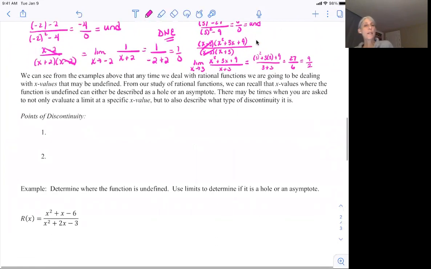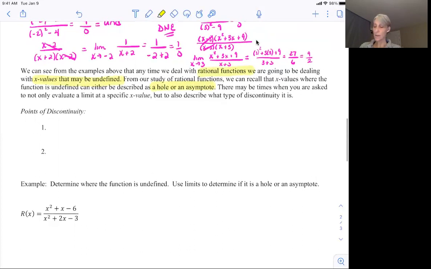Now we can see from the examples above that anytime we're dealing with these rational functions, we're going to be dealing with x values that may be undefined. And just to re-mention from our study of rational functions, we recall that the x values where the function is undefined can either be described as a hole or an asymptote. There are many times when you're asked to not only evaluate a limit at a specific value, but also to describe what type of discontinuity it is.